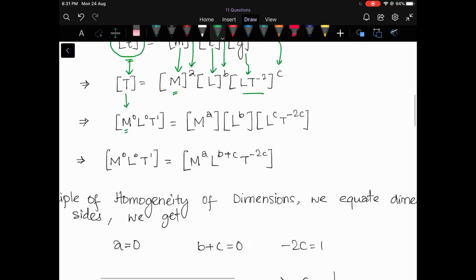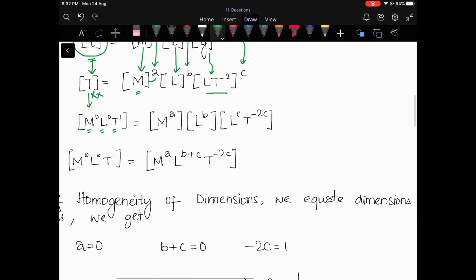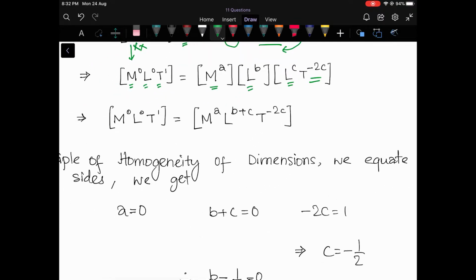T is simply M to the power 0, L to the power 0 and T to the power 1. That means there is no M and no L. On the right hand side, this a we have written with M, so we have M to the power a. L we have written with b, so we have L to the power b. This L inside has power 1. The c gets multiplied with that 1, so we get L to the power c. And this minus 2 gets multiplied with this c, so we get T to the power minus 2c. Now we arrange our right hand side such that we have L to the power b and L to the power c, which we combine to get L to the power b plus c.